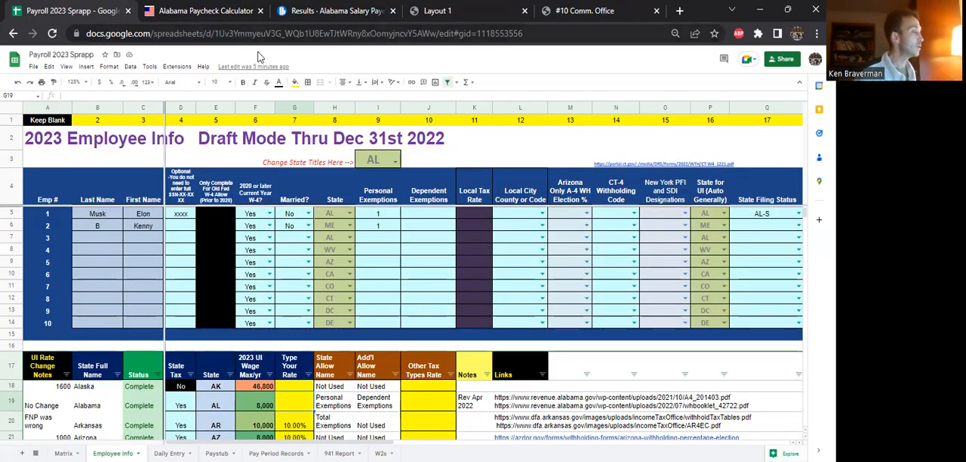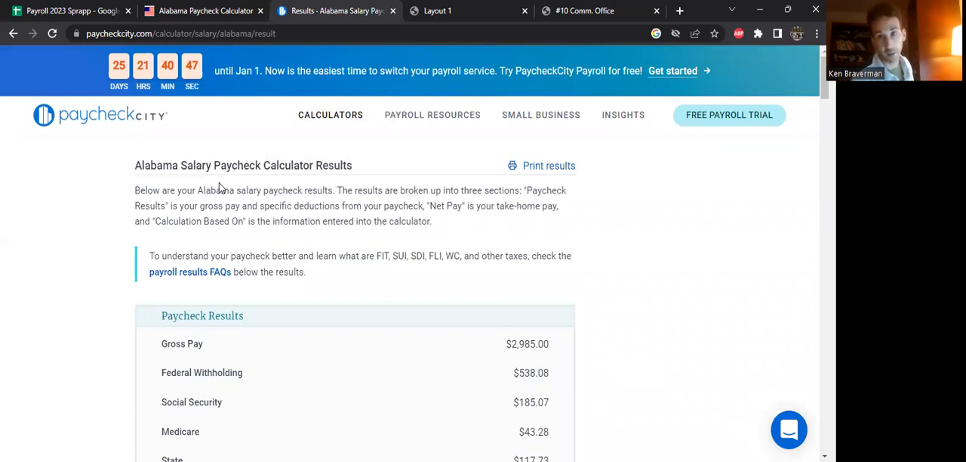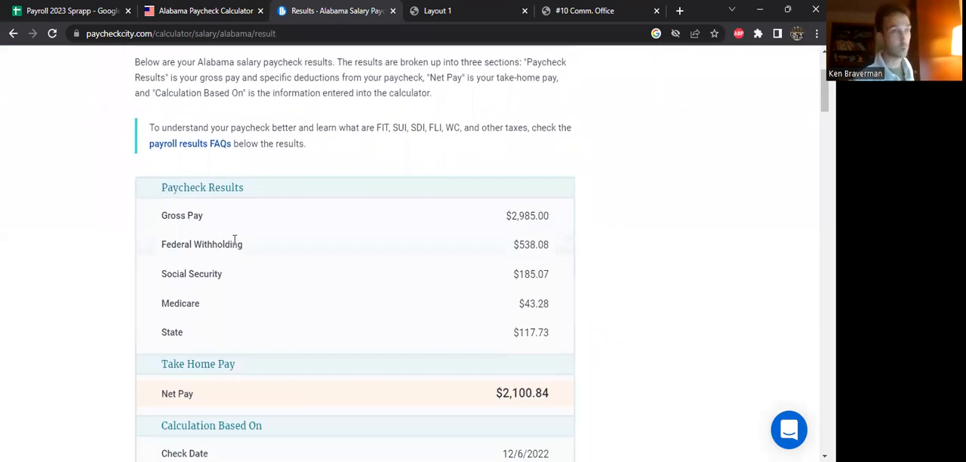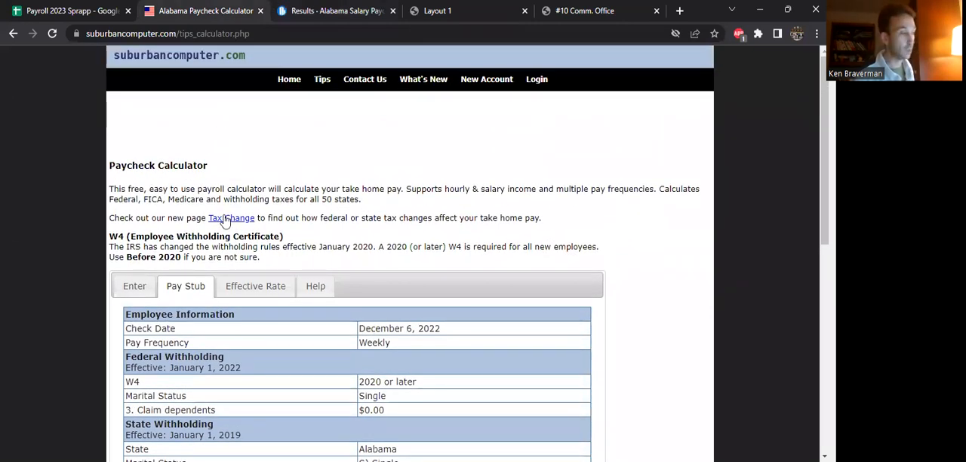I'll show you how we get there with Alabama. What I was doing today was updating Alabama, as it's at the top of the list alphabetically because Alaska doesn't have state tax. And I was just running some sample tests, running paychecks. There are sources that you can use to run paycheck samples. There's Paycheck City, which is a fantastic resource that's really in depth. There's Suburban Computer. I love these guys as well.